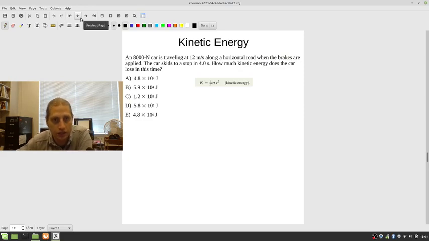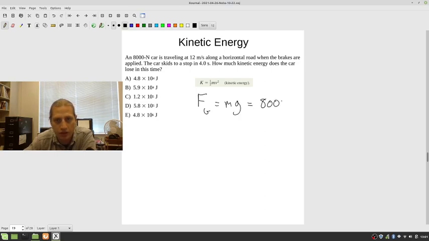So let's look at an example. You could think of this problem in terms of the work energy theorem, but it really is just a sort of definition of kinetic energy thing. So it says an 8,000 Newton car. Okay, so the force of gravity, which is m times g, equals 8,000 newtons. So the mass is going to be around 800 kilograms. So I would have to take 8,000 divided by 9.8.